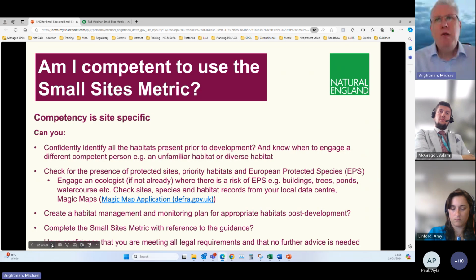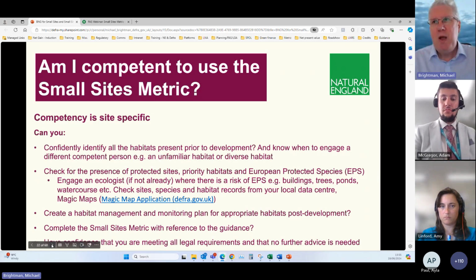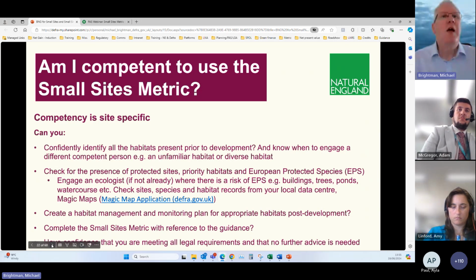The competent person needs to be able to create a habitat management and monitoring plan for the appropriate habitat post-development, and also complete the small sites metric with reference to the guidance. But what they must also be able to do is recognise and know that they've met all legal requirements and no further advice is needed.